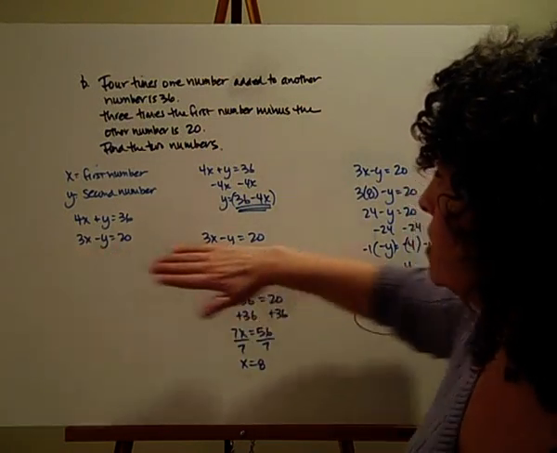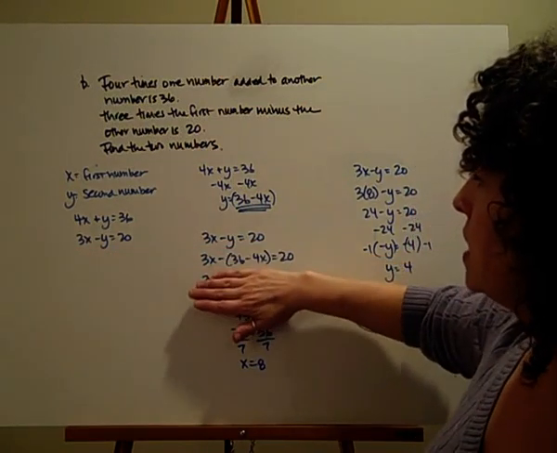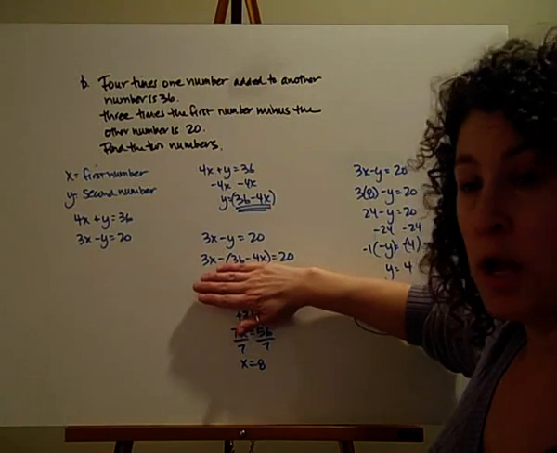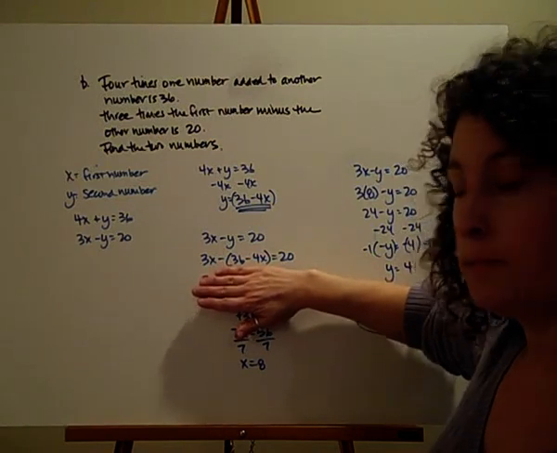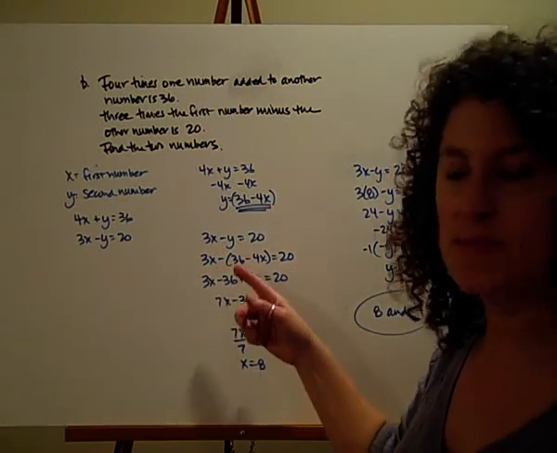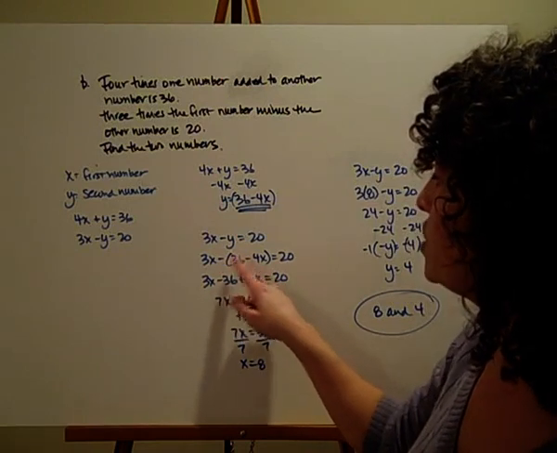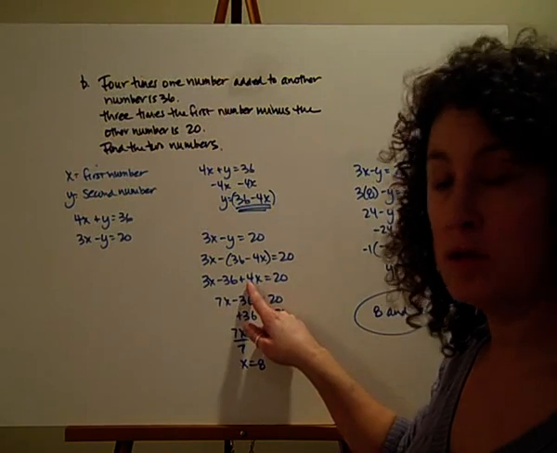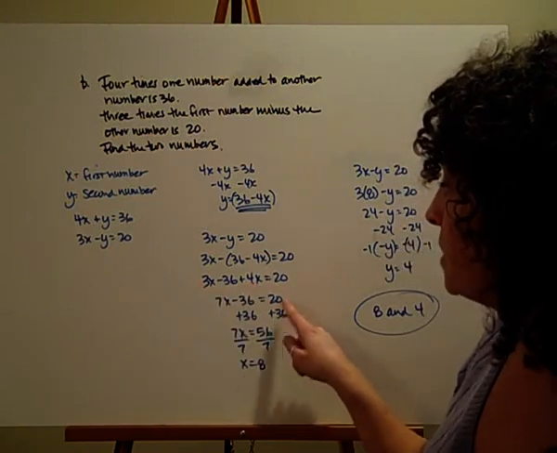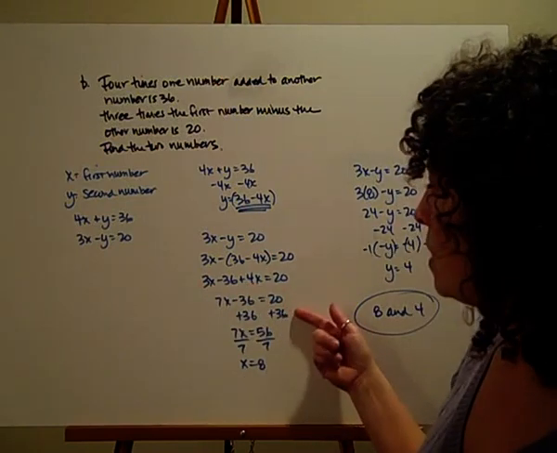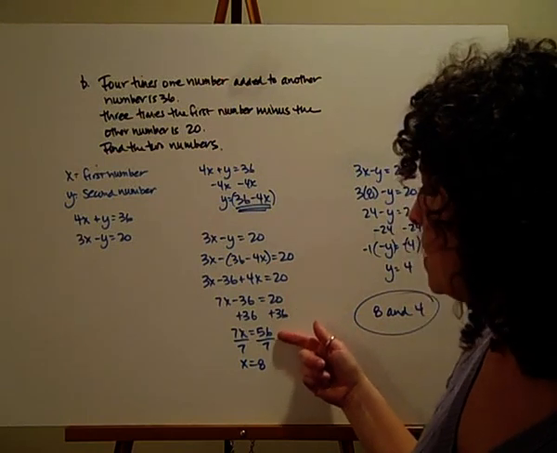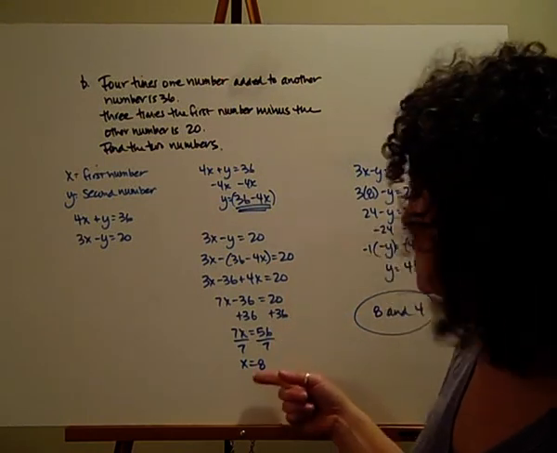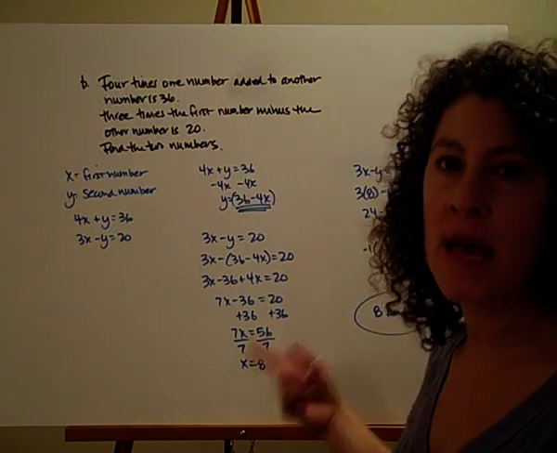So here's my other equation, 3x minus y equals 20. Here's the equation where I took out the y and replaced it with 36 minus 4x. Don't forget our distributive here. I'm going to do minus 36. I'm going to do minus a negative 4x, so that's positive 4x. Next, I'm combining like terms. From here, I'm adding 36 to both sides. Then I'm dividing by 7, and I ended up with x equals 8. So my first number here is 8.